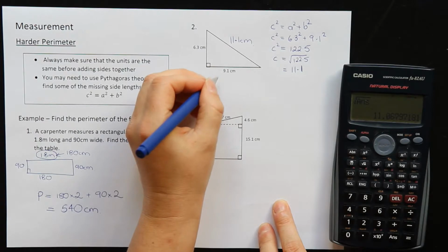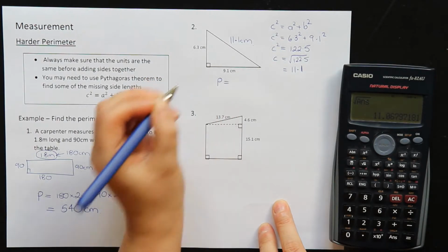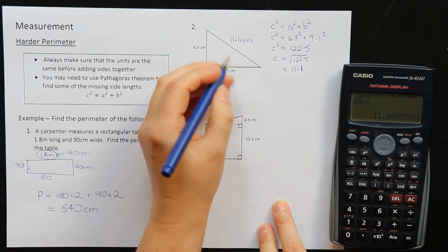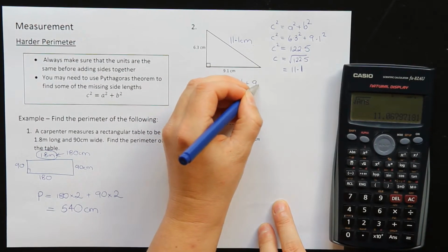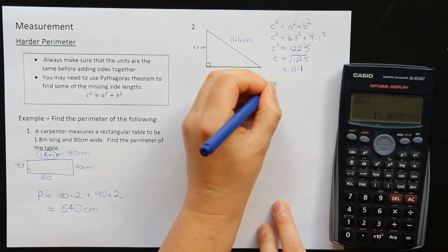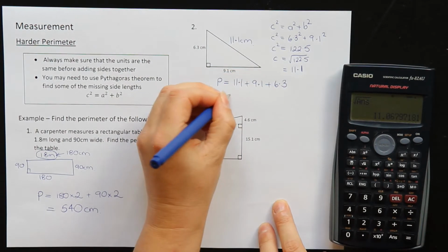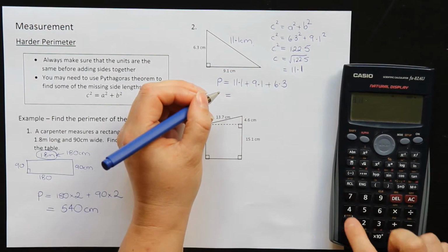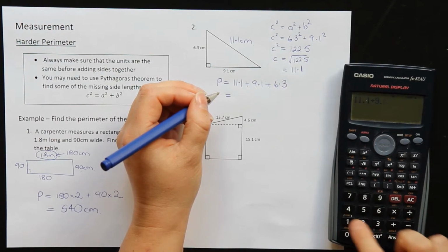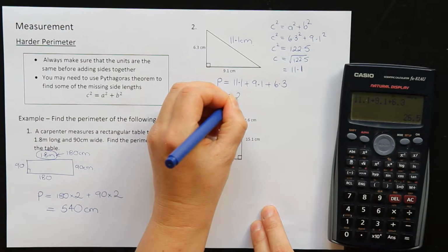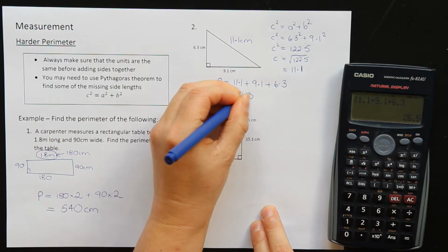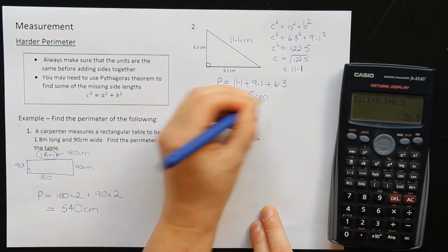So now I have all three sides, I can find the perimeter. Perimeter is equal to, let's start with our hypotenuse, 11.1 plus 9.1 plus 6.3, which will give me 26.5 and the units centimetres.